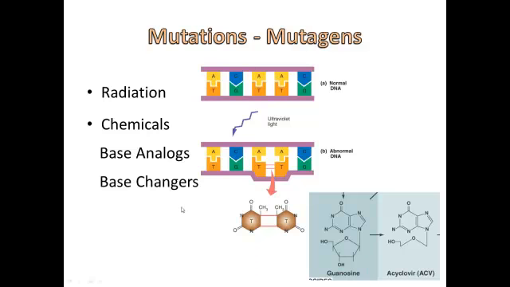Some chemicals change the bases. Nitrous acid can change an A to a hypoxanthine, which looks like a G. This causes a base substitution mutation. We don't use nitrous acid in any clinical situation, but we are aware that it can cause mutations, and we try to avoid it in our daily lives.